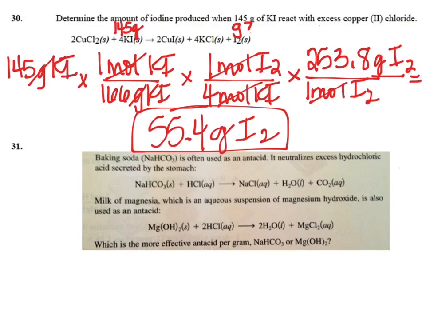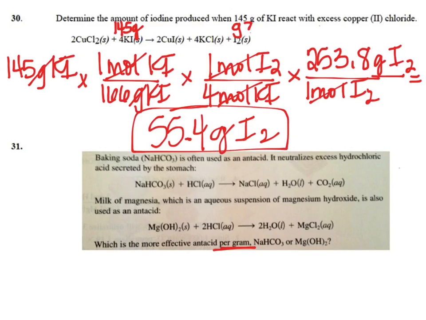We're going to do the last one here. We're going to do 31. I don't even know if I have room here to do 31. But we'll try it. Baking soda is often used as an antacid. It neutralizes excess hydrochloric acid secreted by the stomach. Milk of magnesia, which is an aqueous suspension of magnesium hydroxide, is also used as an antacid. Which is the more effective antacid per gram, baking soda or magnesium hydroxide?